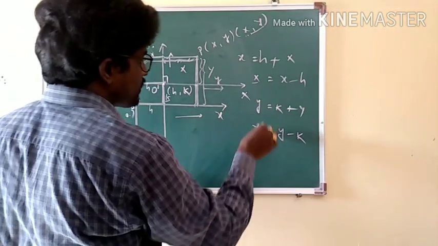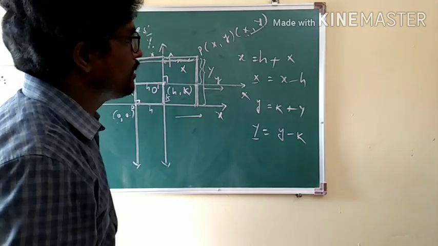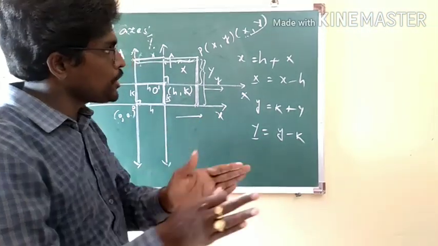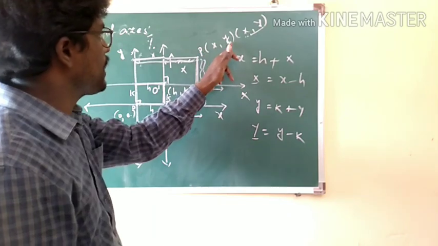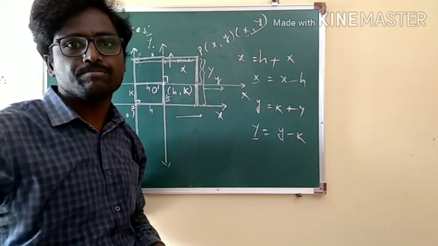Here, capital X and capital Y are the coordinates in the new system when you are given the coordinates (x, y) and (h, k).